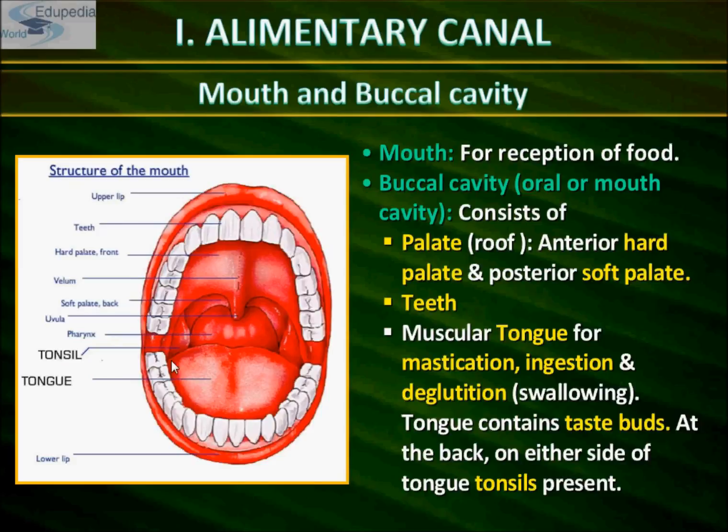Mouth is for the reception of food. The buccal cavity, or oral or mouth cavity, consists of the palate, which is an anterior hard palate and a posterior soft palate. These are the teeth which are embedded in the gums. The muscular tongue is for mastication, ingestion and deglutination, or swallowing. The tongue contains taste buds at the back. On either side of the tongue, tonsils are present.